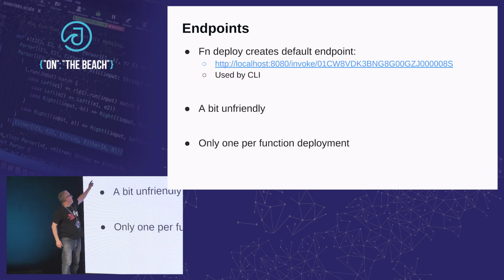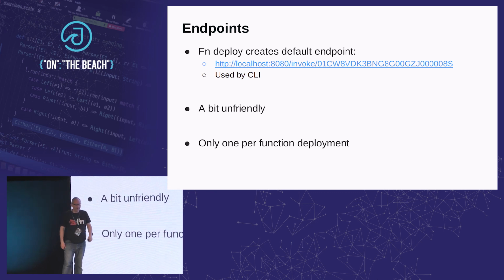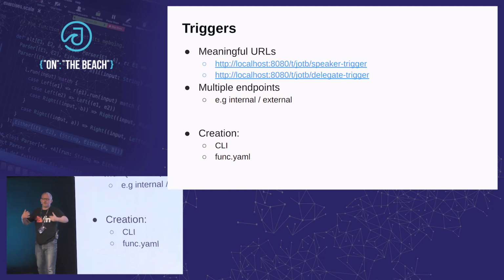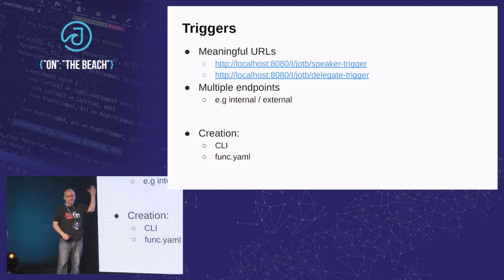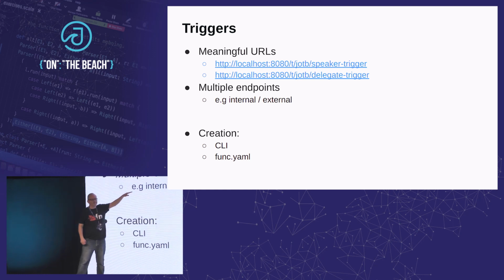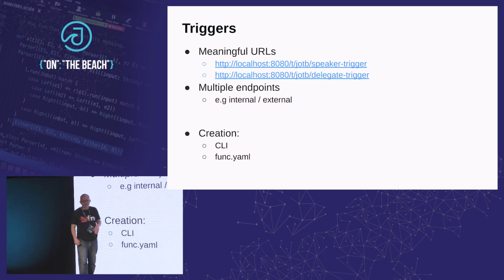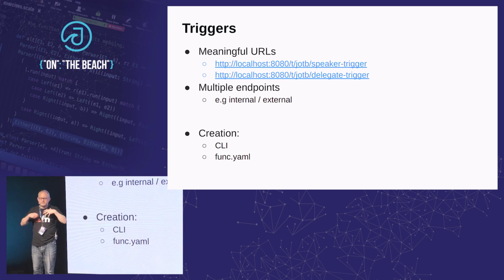As I said before, fn deploy creates a default endpoint with a non-friendly URL that's used by the CLI, and you get one of those per function deployment. We also have the concept of triggers. So you can use triggers to have more memorable or meaningful URLs for humans. You can have multiple of these, so you might have different URLs for different audiences. And you can either create them on the fly using the CLI, or in the func.yaml, which is the descriptor for the function.